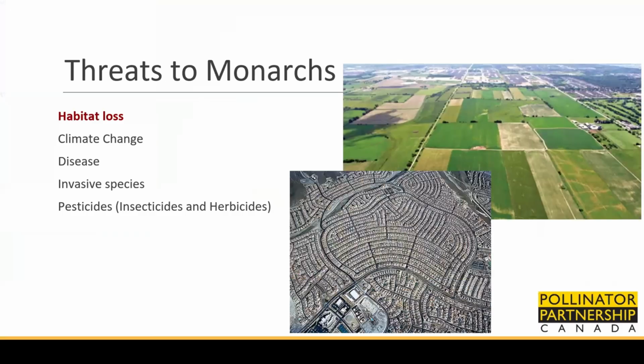Now let's have a look at the threats facing monarch butterflies. Habitat loss. Habitat loss is the leading cause of monarch decline. It takes many forms across the continent. Within the United States and Canada, agricultural intensification and urbanization have removed huge amounts of natural landscapes that provided milkweed and nectar plants. Illegal logging of oyamel fir is threatening overwintering populations in Mexico.